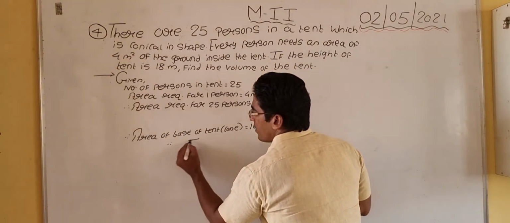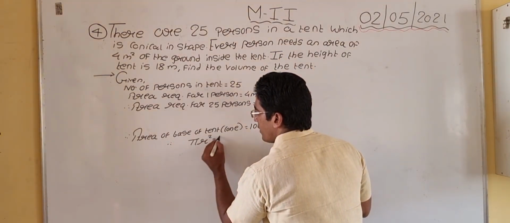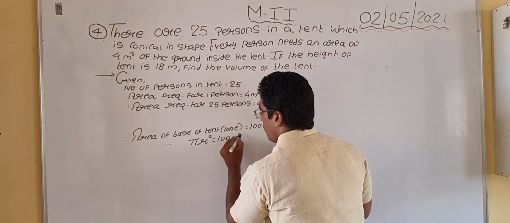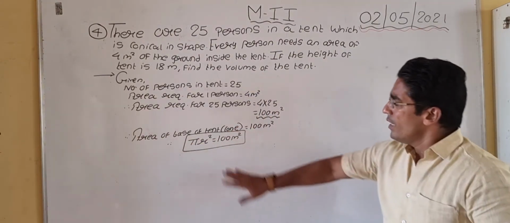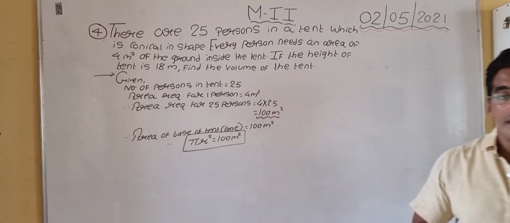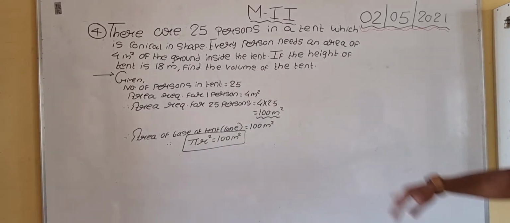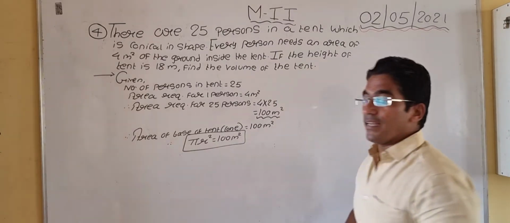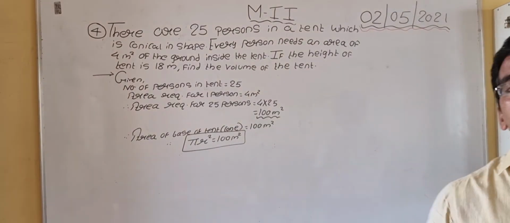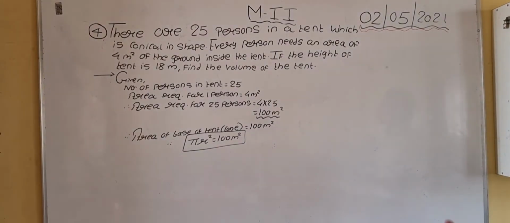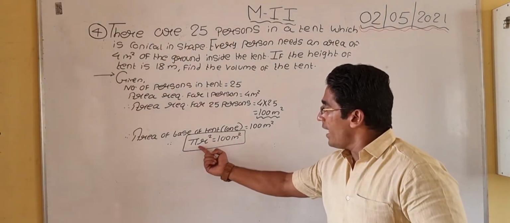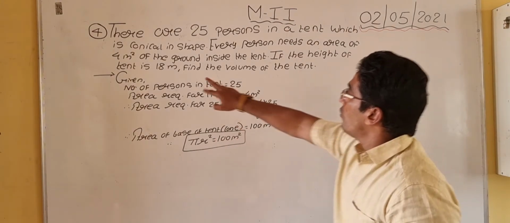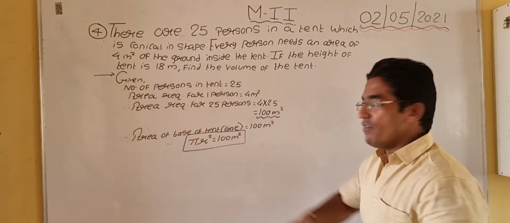Therefore, what is area of circle? Pi r square is equal to 100 meter square. Make a box. Now we will keep this value as it is. Why? Because we have to find out the volume of the tent. Now what is the formula for volume of a cone? Volume of the cone is equal to 1 upon 3 pi r square h. Directly I have the value of pi r square. I know the value of h. Let's simplify it.